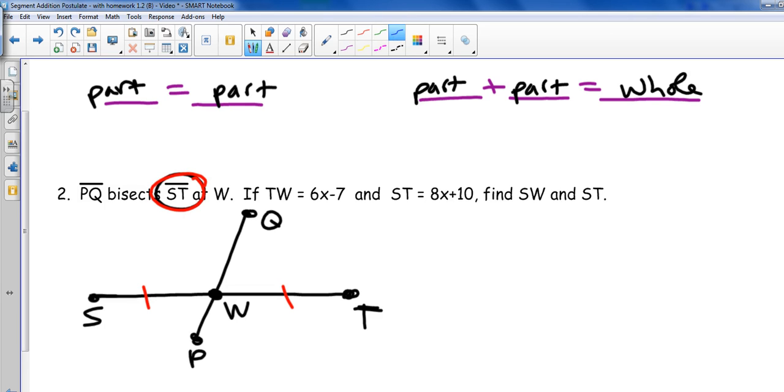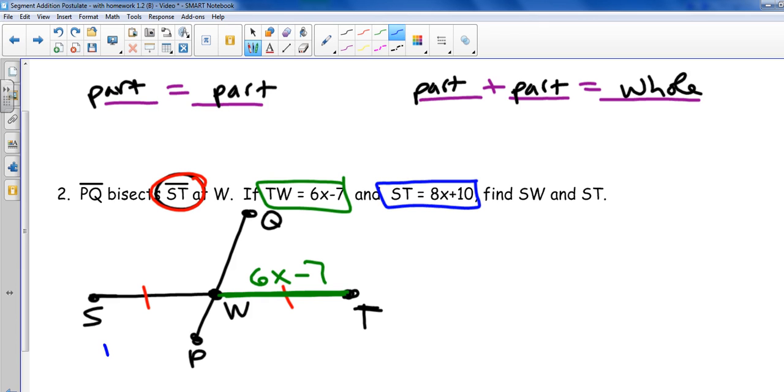I've got TW is equal to 6x minus 7. The segment right there. I've got ST is equal to 8x plus 10. Be careful, look at your picture. ST is not the other part. ST is actually all of this, what I would refer to as the whole length of that segment. Whereas to find SW and ST, I don't really care about that right now. What I care about is I have to come up with an equation that relates the two expressions I just wrote down, the 6x minus 7 and the 8x plus 10, and it has to be true.